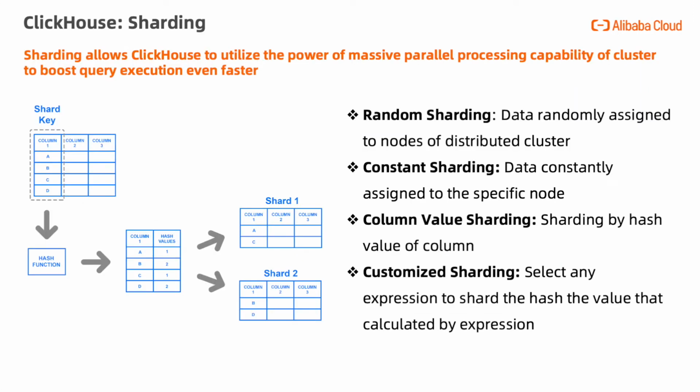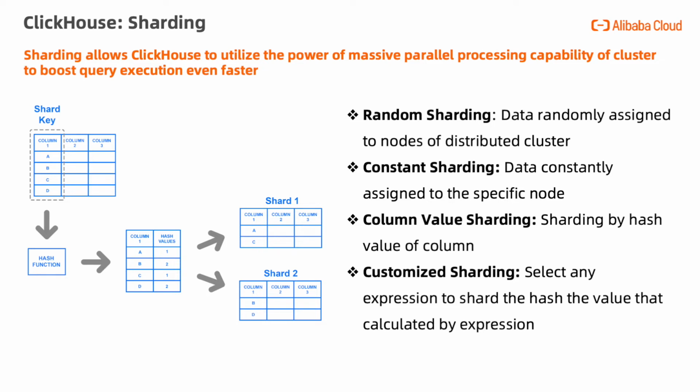And for ClickHouse usage scenarios, it's mainly about large-scale data storage and query. To improve the performance of data processing, it supports flexible sharding strategies to utilize the massive parallel processing capability of the cluster to boost query execution even faster.